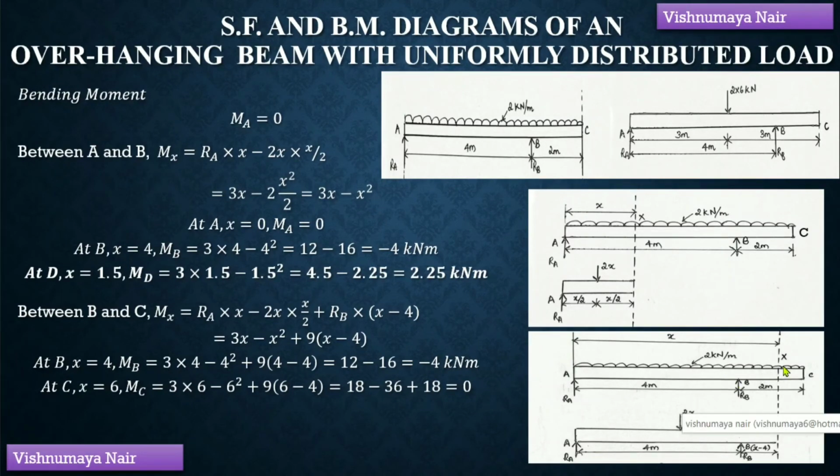At this point C, x will be equal to 6 meters. So, MC is equal to 3 into 6 minus 6 square plus 9 into 6 minus 4, which is equal to 18 minus 36 plus 18, that is 6 minus 4 is 2, 9 into 2 will be 18. Therefore, at the point C, bending moment will be equal to 0.